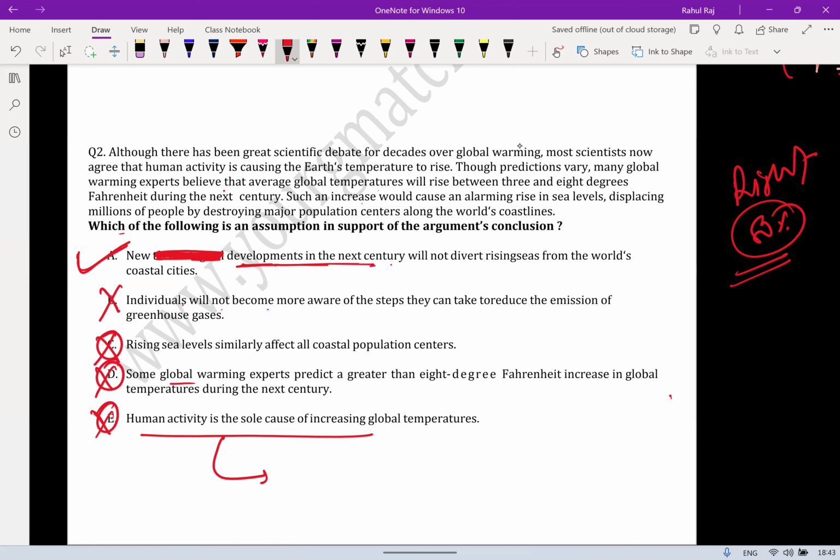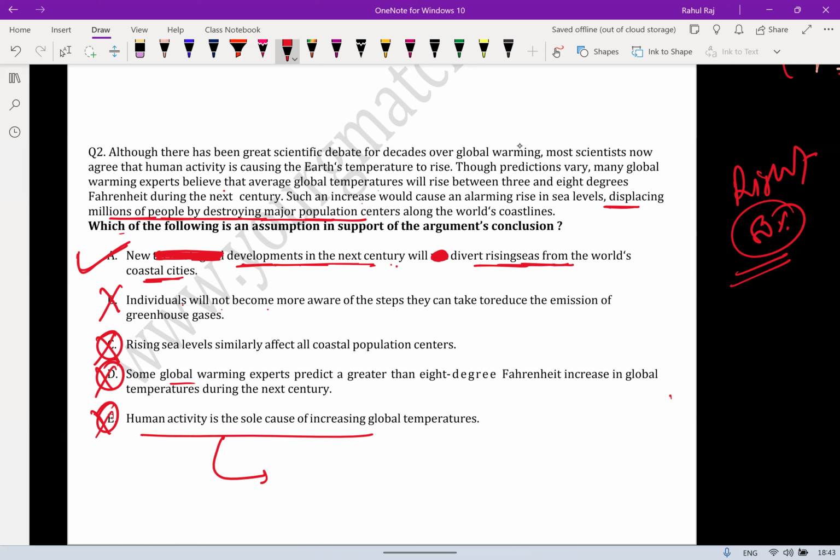New development in the next century will divert. How is it far-fetched to you, Malvika? You deserve a slap. So new development in the next century will divert rising sea from the world's coastal cities. Agreed. What do you mean by this? If new development in the next century will divert rising sea, then the sea level will not rise itself. If it will divert the rising sea from the world's coastal cities, then the displacement of millions of people by destroying major population centers is straight away challenged or not.